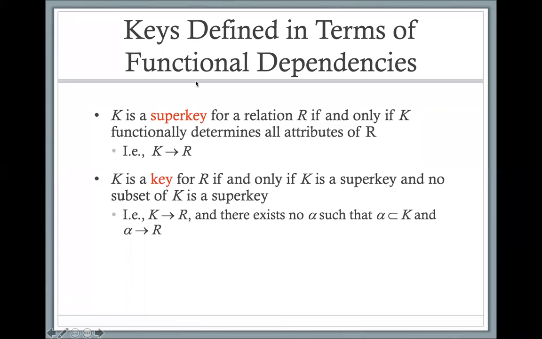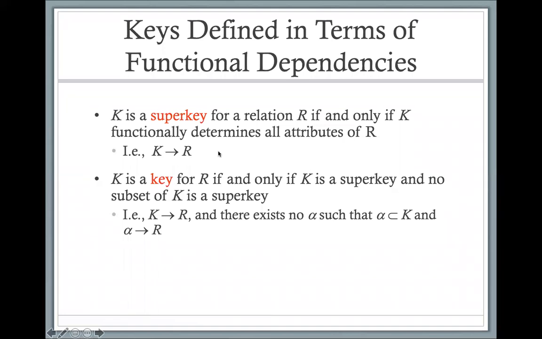Okay, so K, a set of attributes, is a super key for a relation R if and only if K functionally determines all attributes of R. So given a set of attributes K, they are a key of the table or a super key of the table, meaning that they are unique, if they functionally determine every attribute in R.